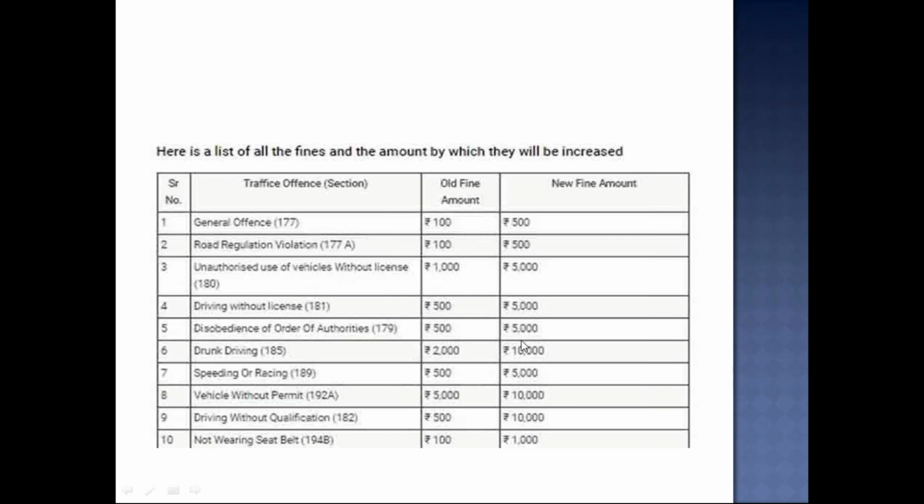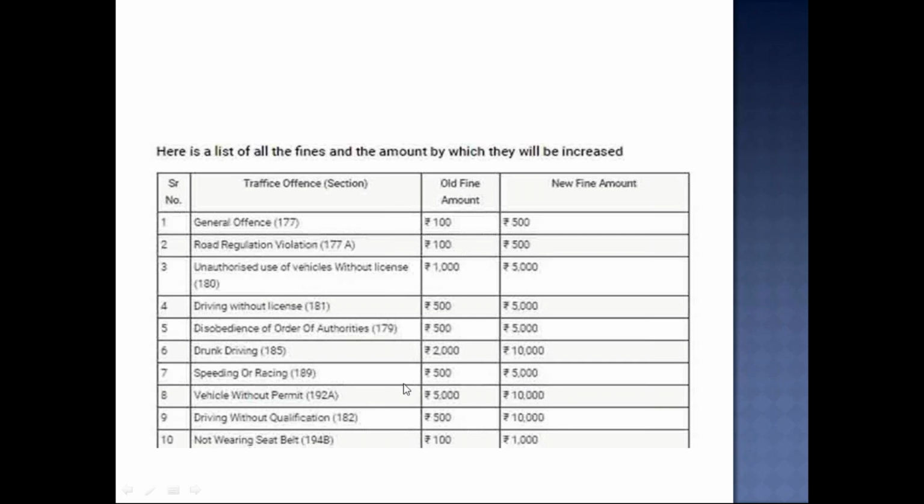500, now it is 5,000 rupees. Drink driving, previously it was about 2,000 rupees, now it is 10,000 rupees. Speeding or racing, previously the fine was about 500 rupees, now it is 5,000 rupees.